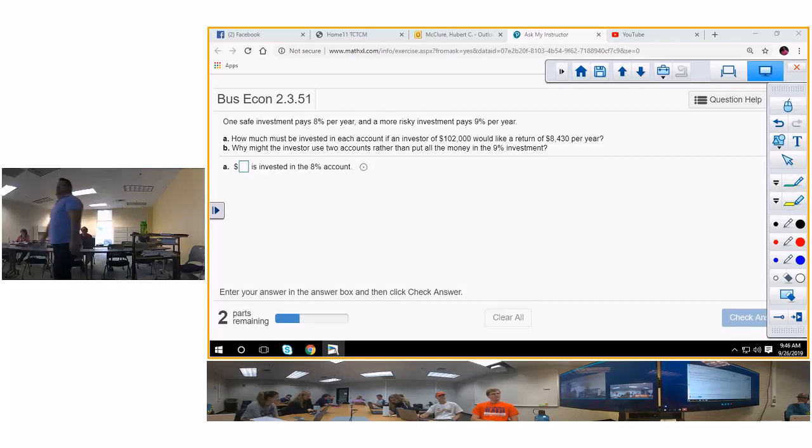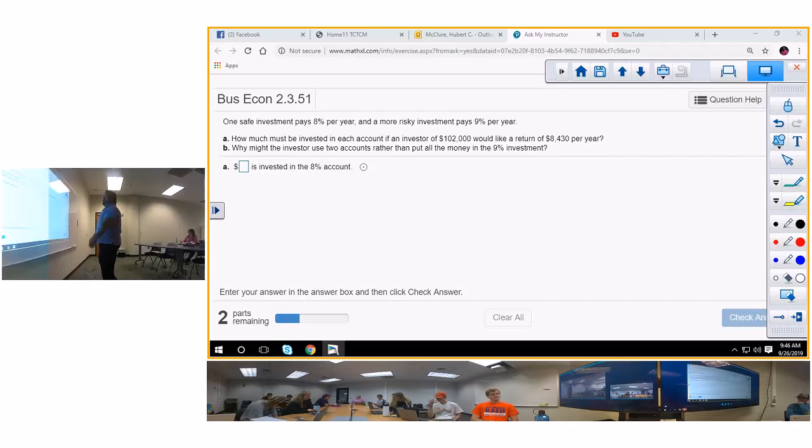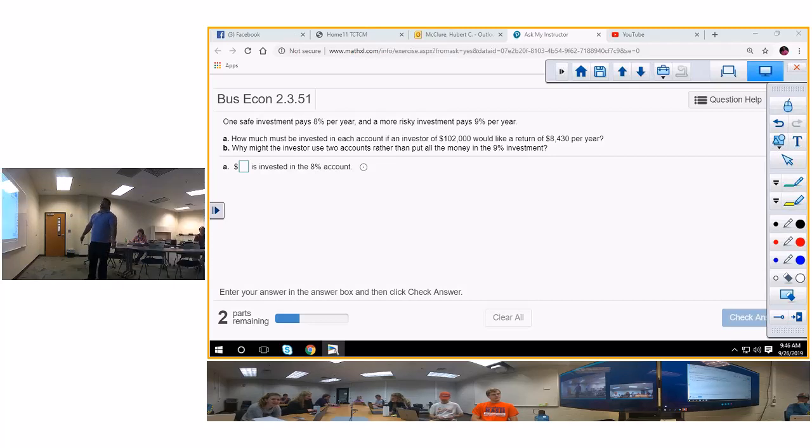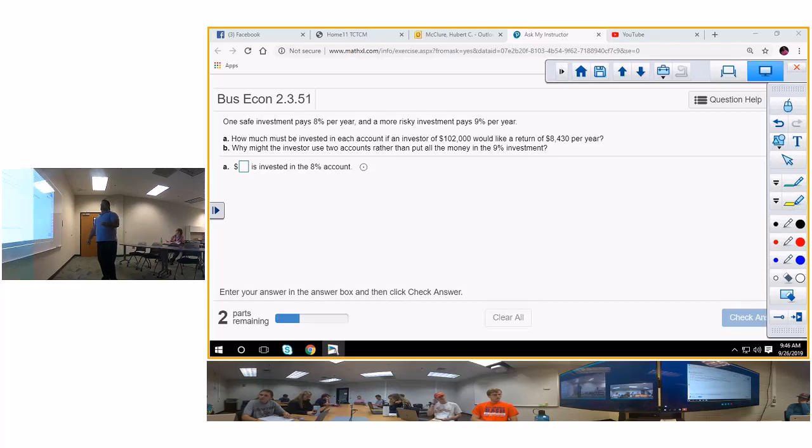All right. One safe investment pays 8% per year, and more risky investments pay 9%. How much must be invested in each account if an investor of $102,000 would make a return of $8,430 per year? Why might the investor use two accounts rather than put all the money in the 9% investment? Okay, so they're doing this and they're not giving you the formula. Unless they just want you to multiply 102,000 times 8%.